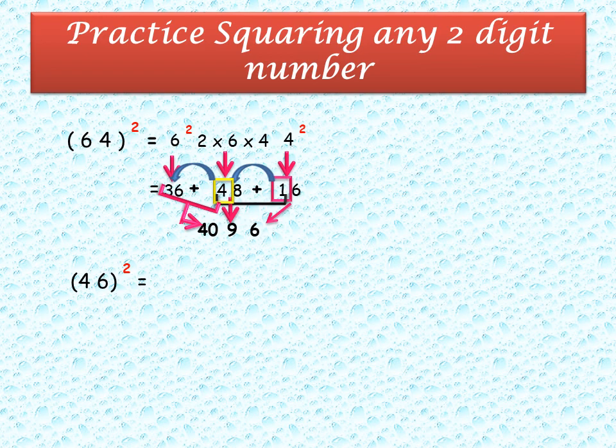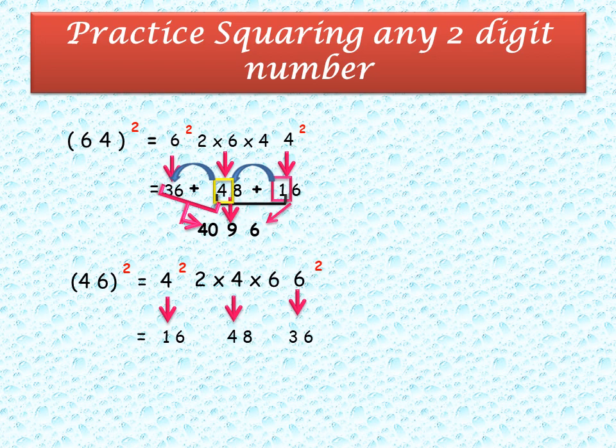And we will see the answer for 46 square. So A square is 4 square, and the 2ab is 2 into 4 into 6. And next B square is 6 square. So 6 square is 36, and 2 into 4 into 6: 2 into 4 is 8, 8 sixes are 48. Write it down below. And next 4 square is 16.